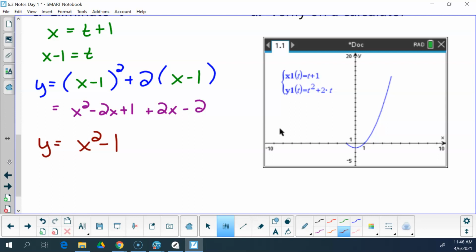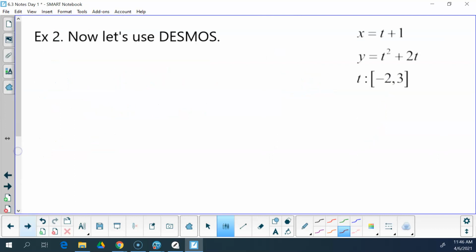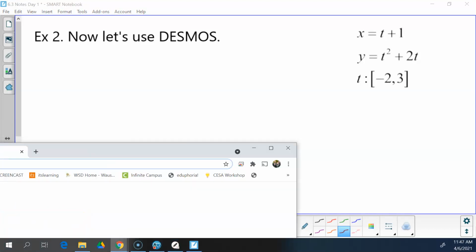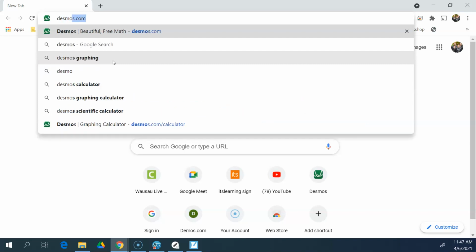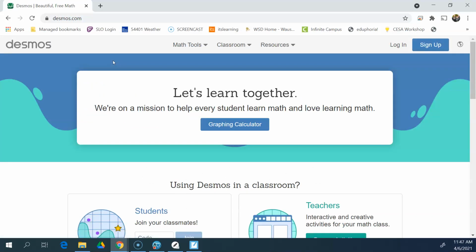Now, let's do the same thing. We're going to end up with the same graph, but now let's do it on Desmos. So now I'm going to need you to open up a browser tab, and those of you at home can also follow along on your browser tab. Desmos.com.